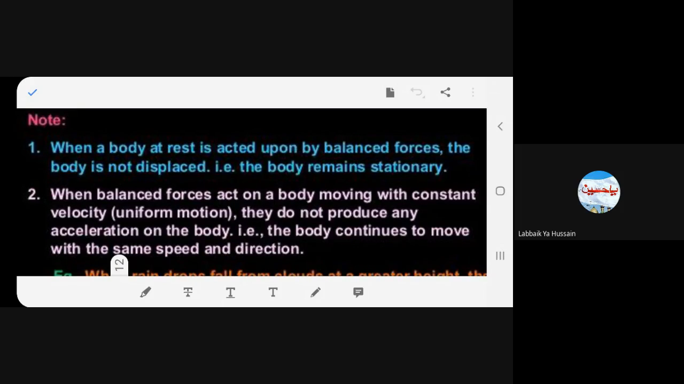The body was already stationary. You agree with me? The body was already stationary. The body was at rest. But what we have learned earlier is that when an external force or effort is applied to the body, if it is at rest, it will start moving, isn't it?